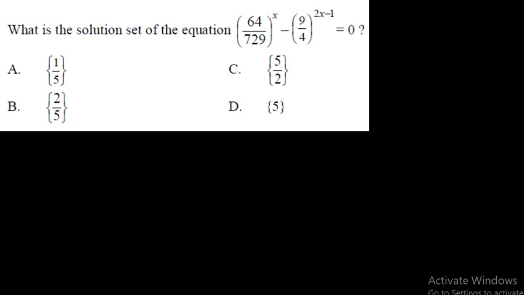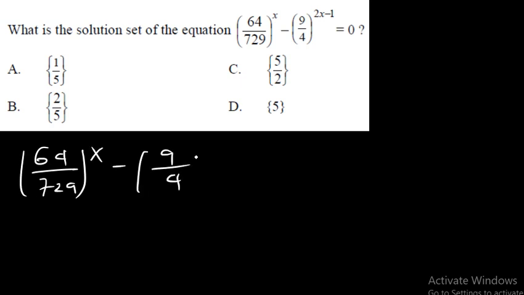The next one, it's exponential again. 64, the power of 729, the whole the power of x minus 9 over 4, the whole the power of 2x minus 1 is equal to 0. What I can do, I can shift this one to the other side first.